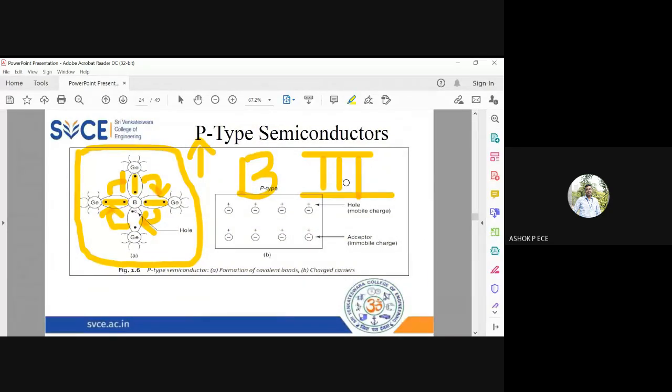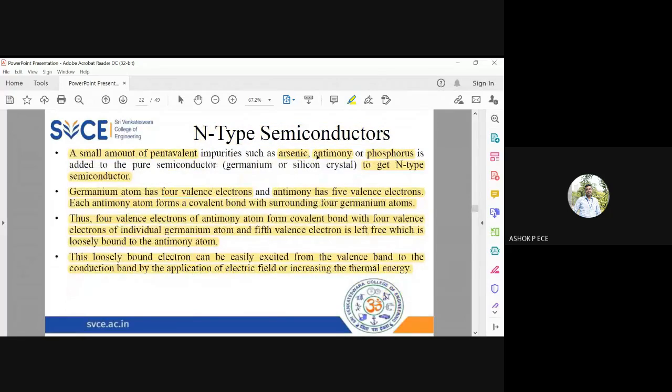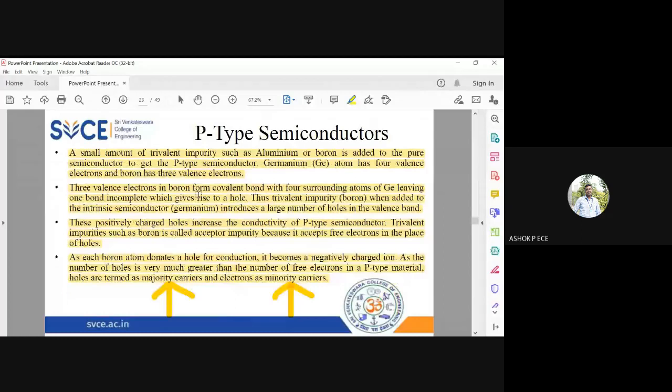Examples of pentavalent impurity: arsenic, antimony, phosphorus. Examples of trivalent impurity: boron, aluminum, and other group 3 elements. You can refer to the periodic table. I hope you know what is meant by the periodic table. It has a list of elements from atomic number 1 to whatever the last element discovered, right? In that you will have specific groupings called group 5 and group 3 elements. Those two categories are the impurity doping elements for the semiconductor.